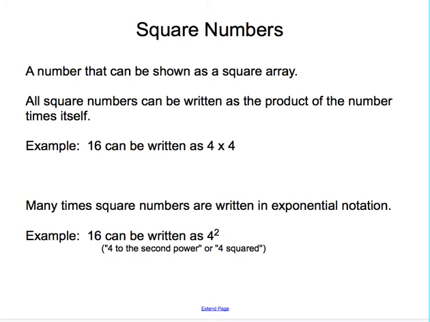All square numbers can be written as the product of the number times itself. For example, 16 can be written as 4 times 4. Many times square numbers are written in exponential notation. For example, 16 could also be written as 4 to the second power. We call that 4 to the second power, or sometimes we say 4 squared when the exponent is a 2. These are two different ways that you can write 16 as a square number. Make sure you have this copied down before you move on. You might need to pause the video.